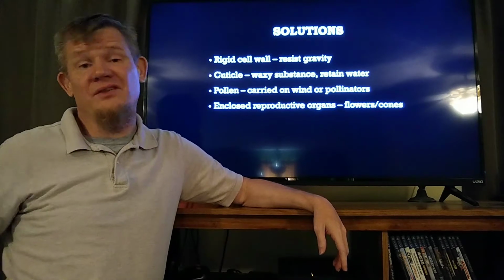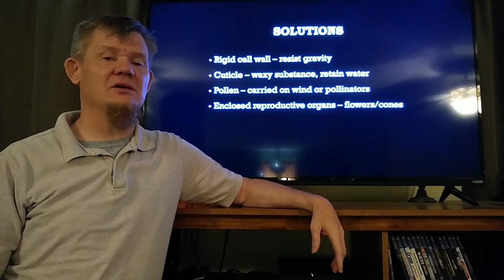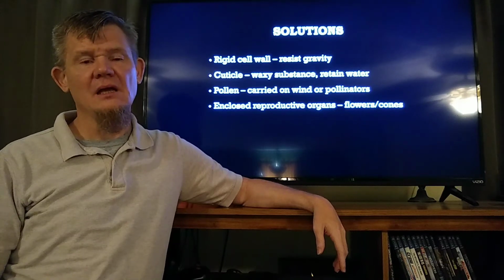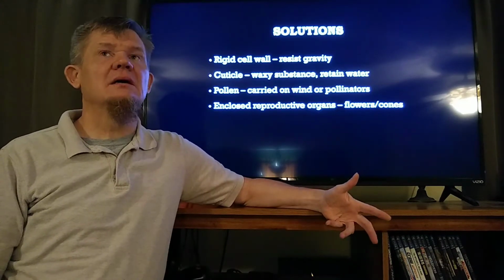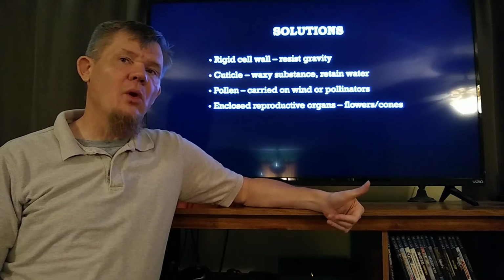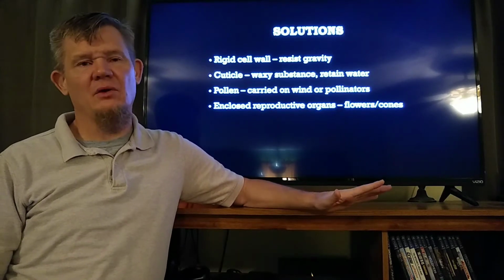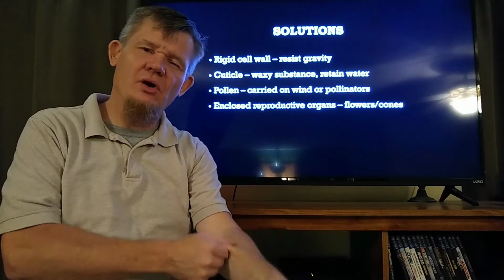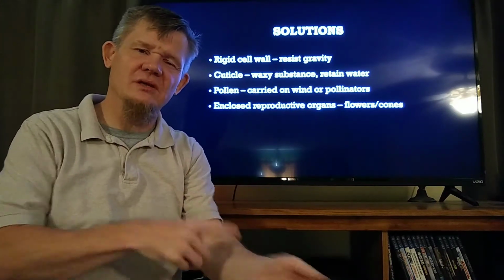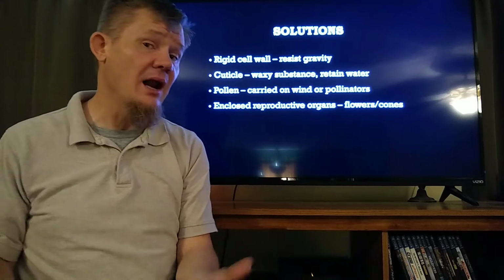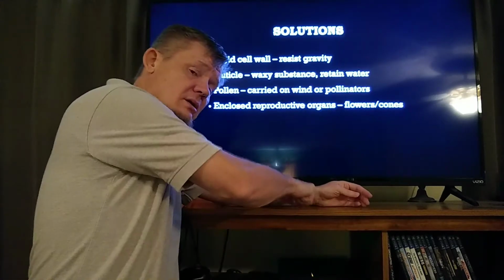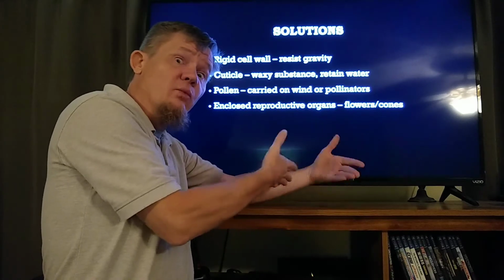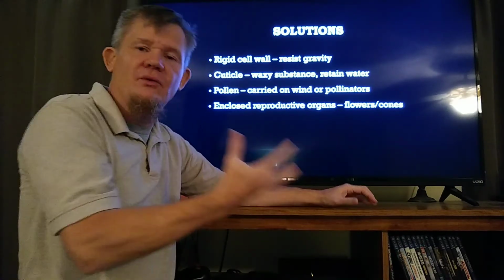Now we've got to solve the gravity problem. And the way that plants solve this gravity problem is this thing called a rigid cell wall. Plants have rigid cell walls. We talked about this a long time ago in Biology 1, and I said, look, you're an animal. Don't call the skin, the wrapper around your cells, a cell wall, because it's not. A cell wall is a rigid structure. This is made of cell walls, because this is made of wood. Wood is made of rigid cell walls.